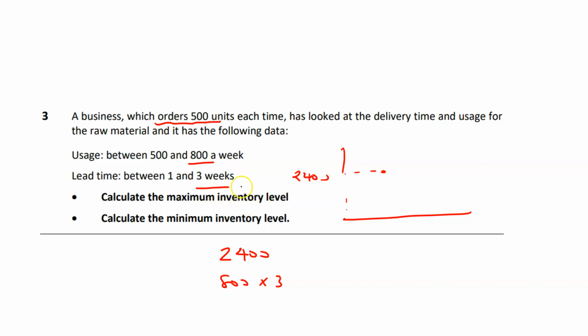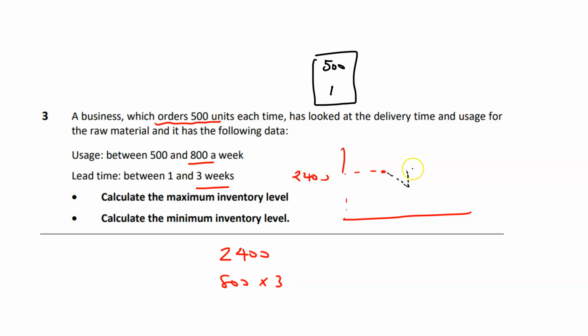But the maximum inventory level is almost like saying, well, actually, what could happen is that you might just have an order of 500 whilst you're waiting, and the stock might arrive in 1 week. You see where I'm going? So if you now have this scenario, you will have your stock fall just by 500, from 2,400 to 1,900, and then your new stock arrives of 500.